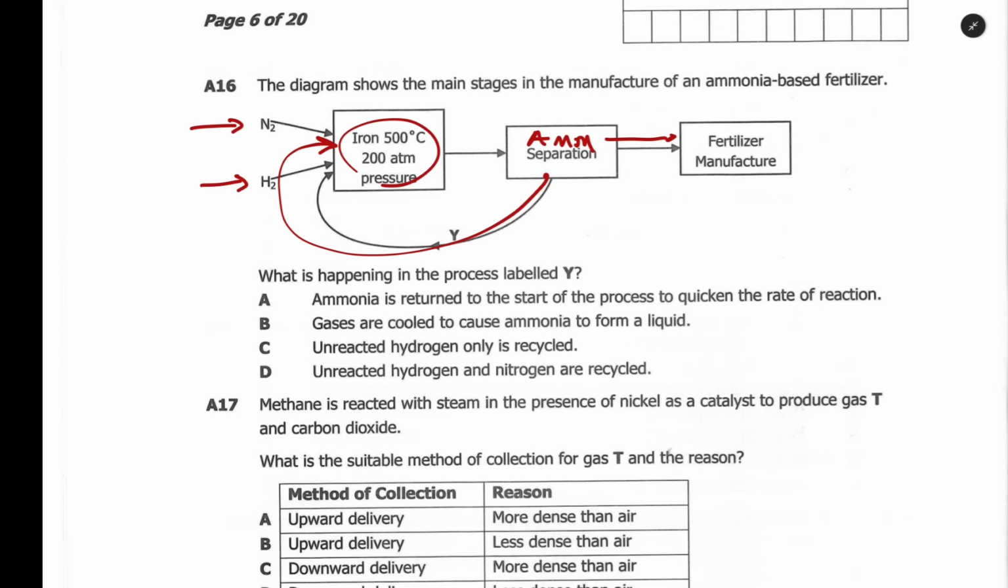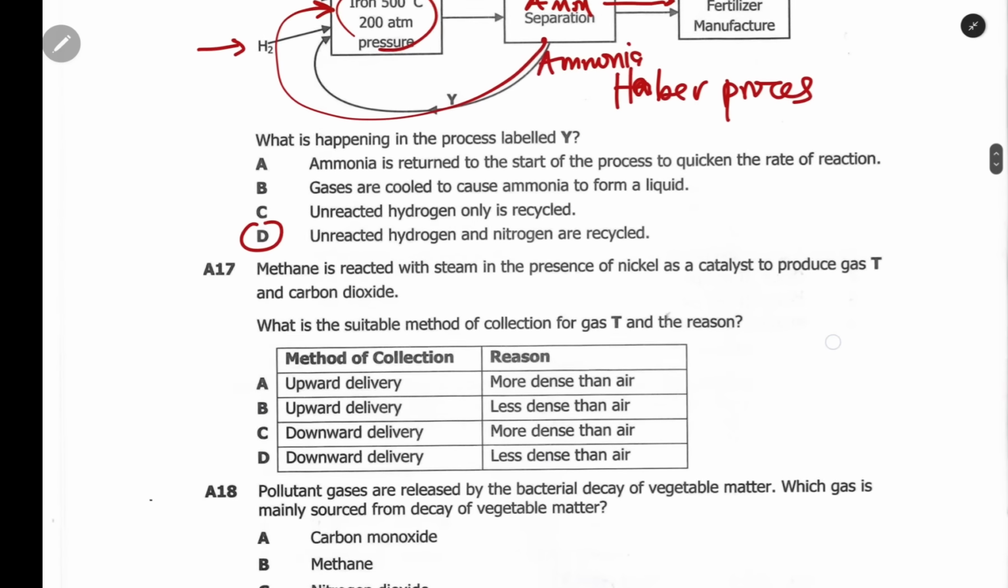And the diagram is not confusing. So the question is, what is happening in the process labeled Y? So what is happening is that the unreacted hydrogen and nitrogen are recycled. This is what we call Haber process. So up to here is called Haber process. Up to here, there's ammonia being formed. So very important you understand this part.